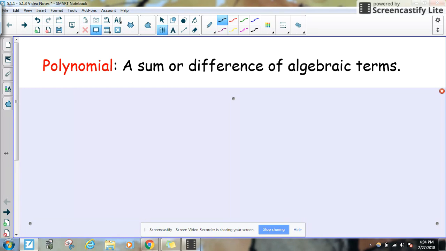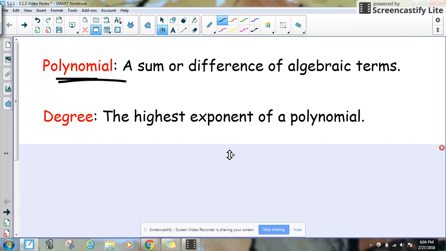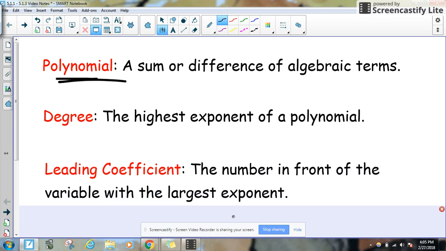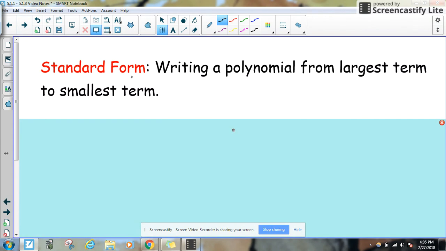So a polynomial, by definition, is a sum or difference of algebraic terms. That could include numbers, it could include variables, it could include numbers and variables, okay? The degree of a polynomial is simply the highest exponent in the polynomial, whereas the leading coefficient of the polynomial is the number that's in front of the variable with that largest exponent, okay? Last but not least, standard form is writing a polynomial from largest term down to the smallest term.